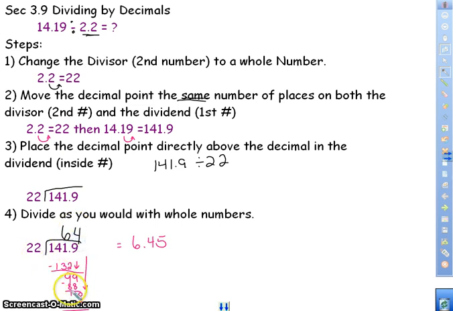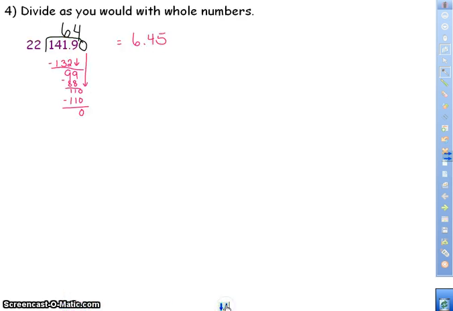Okay, now 22 goes into 99 4 times. So 22 times 4 is 88. Subtract that and I get 11. Now I'm going to add a 0 and bring it down, and I get 110. Well, 22 goes into 110 5 full times, and it goes into it evenly. Now your rule here is you're going to divide as if you were a whole number, but then this decimal, just like yesterday, we're just going to plop it up to the top. Okay, so it's 6 and 45 hundredths.